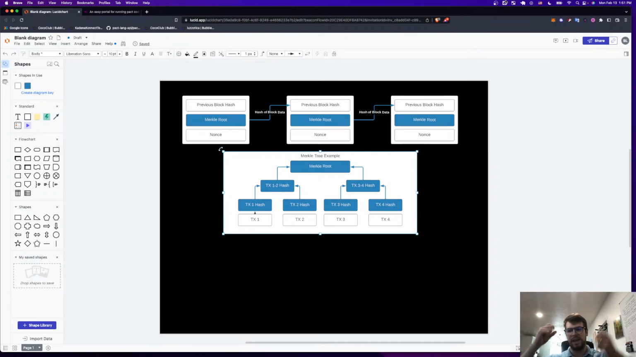So we have it. Hash functions, what they do, and how they work in blockchains.